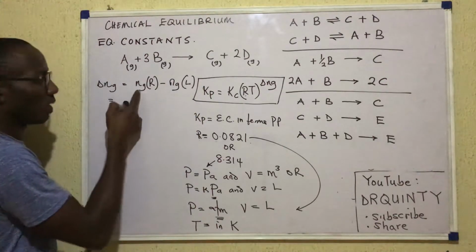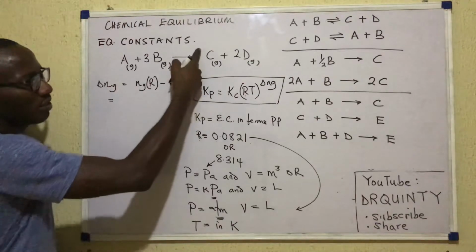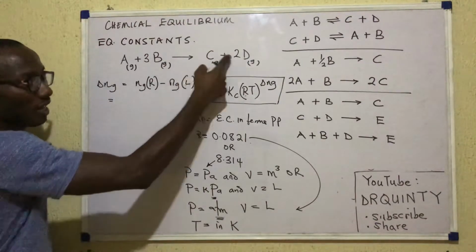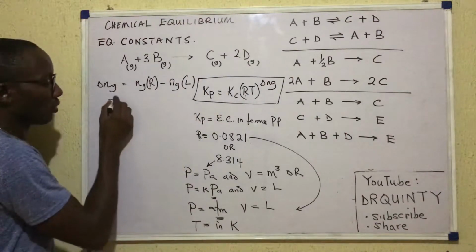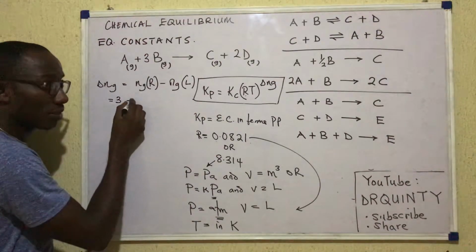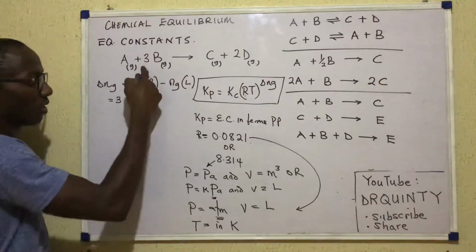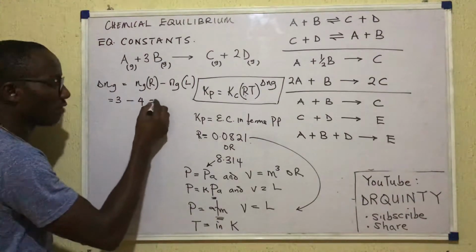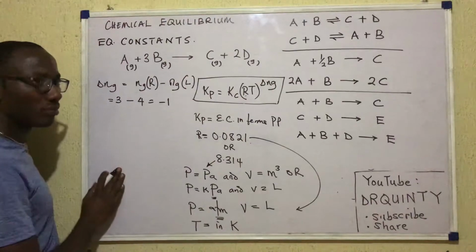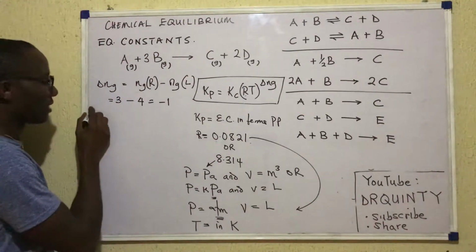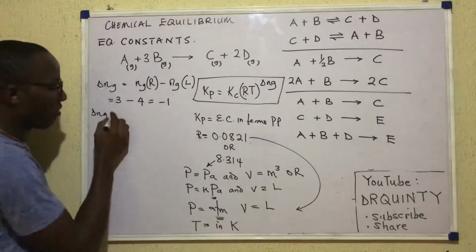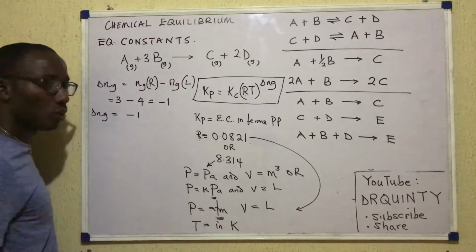In this case, we have number of moles of gas on the right. This is 1 mole of gas. That's 2 moles of gas. So the total there is 3, minus the number of moles of gas here, 1 plus 3, and that's 4. So that gives me minus 1. So that delta Ng for this very reaction is minus 1.